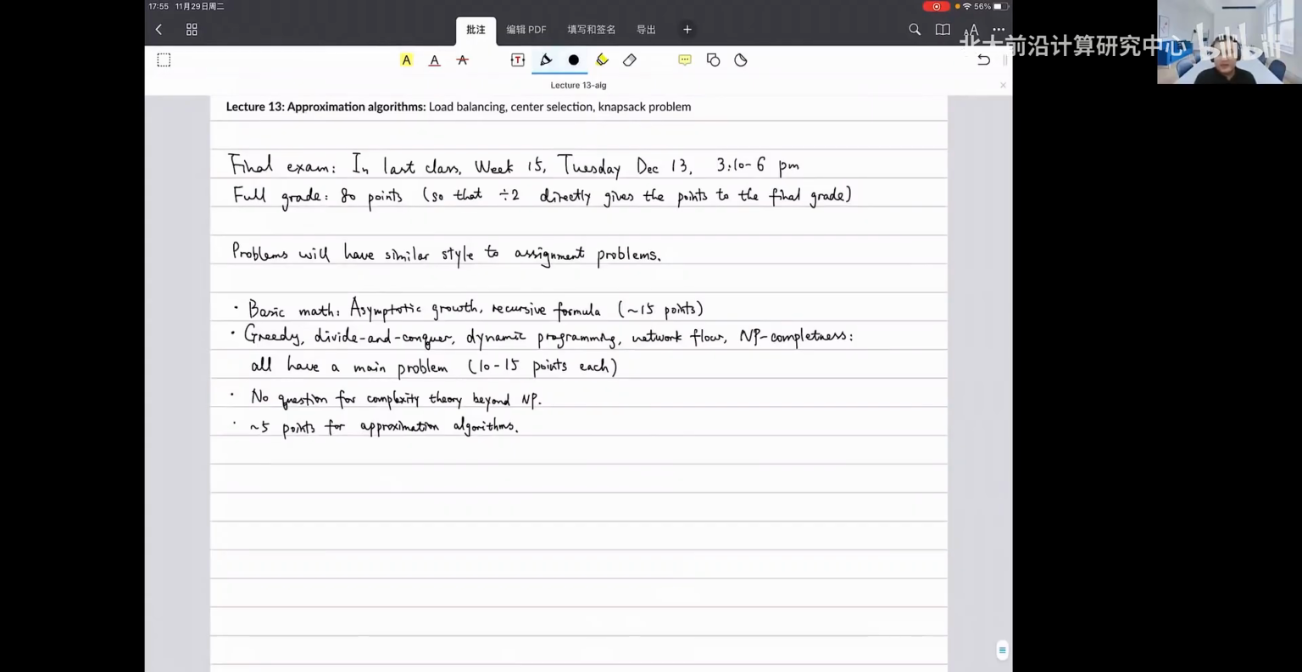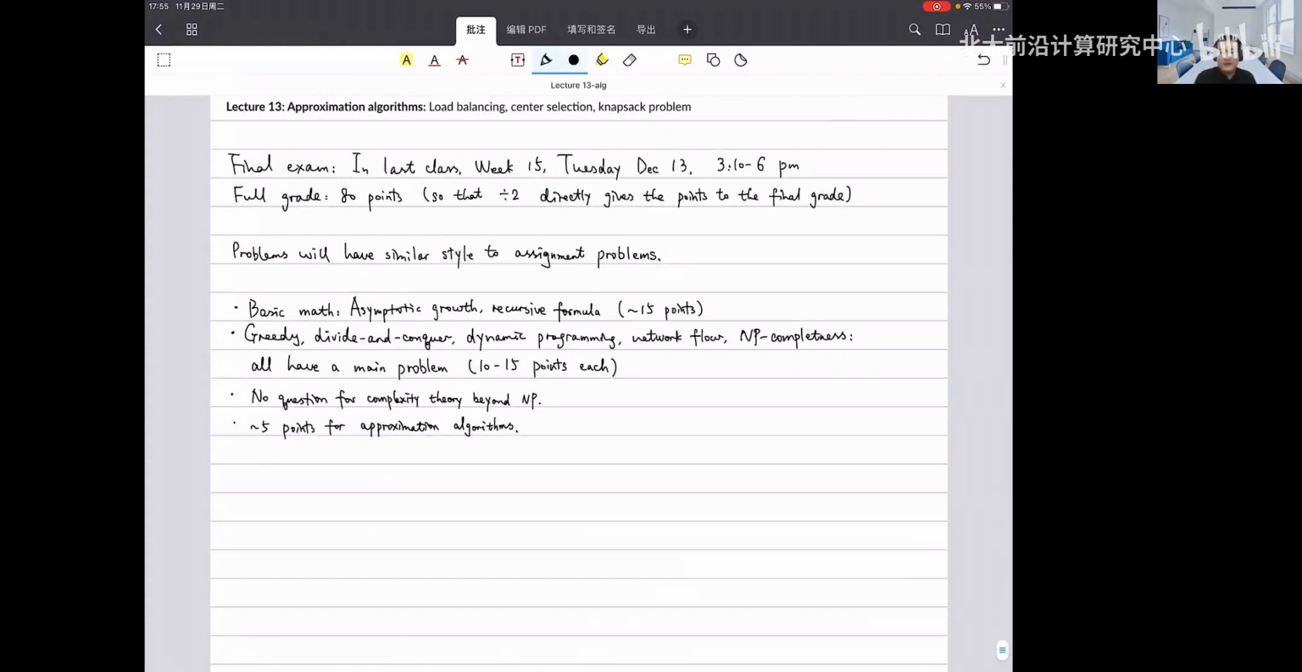So at the beginning, we have roughly 15 minutes to talk about basic mathematics. Like in assignment 1, we talk about asymptotic growth. And I think in particular, in divide and conquer and dynamic programming, we have a lot of recursive formulas. I think there will probably be a problem to examine whether you can solve such recursive formulas. So those are the basic problems for basic math.